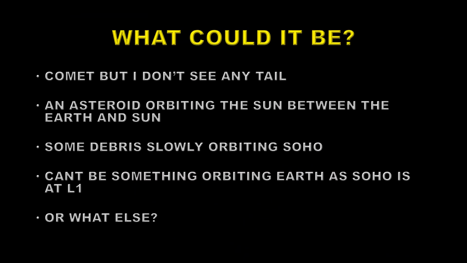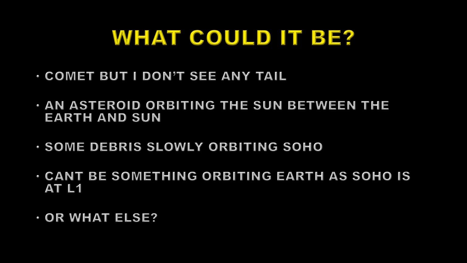So the question is, what could it be? It could be a comet, but I don't see any evidence of a tail. It could be an asteroid orbiting the sun between the Earth and the sun. Actually, between SOHO and the sun, I suppose. It could be some debris slowly orbiting SOHO itself, although that seems unlikely to me.